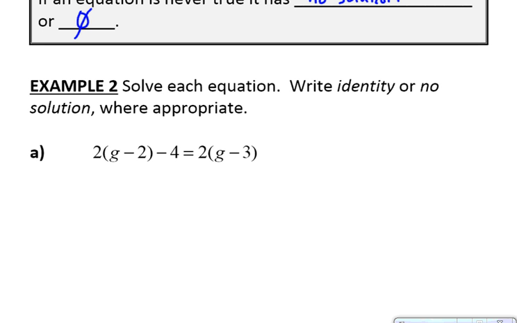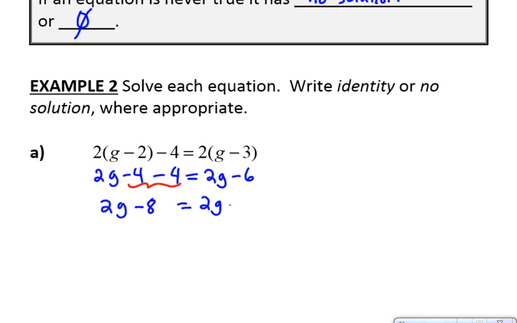For this one, A, I can see the left side needs to be simplified, and the right side also needs to be simplified. So let's eliminate the parentheses on the left side. That would be 2g minus 4, so I'm distributing, minus 4. At the same time, I'm going to simplify the right side, so 2g minus 6. So don't forget to distribute. The left side, I can combine my negative 4s, and that's going to result in 2g minus 8 is equal to 2g subtract 6.